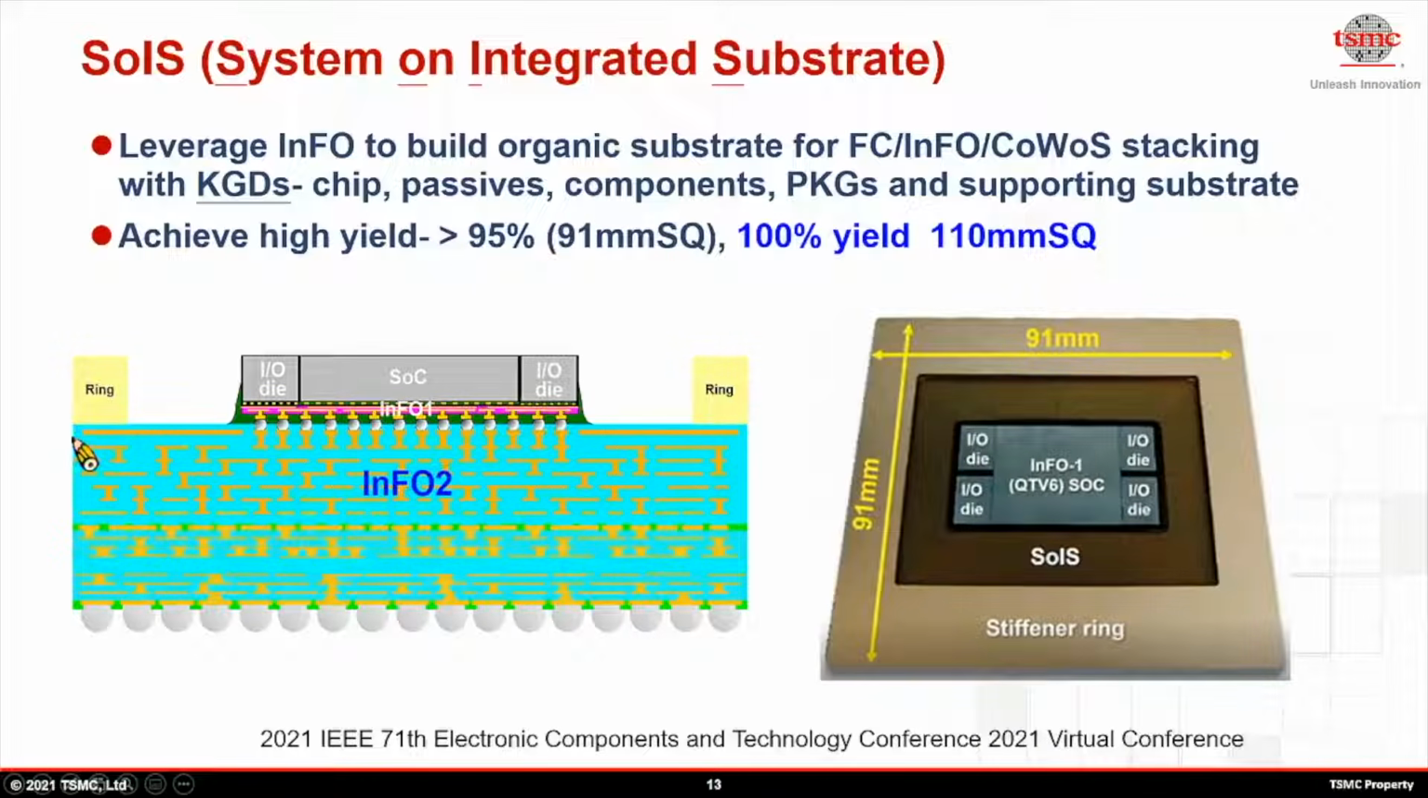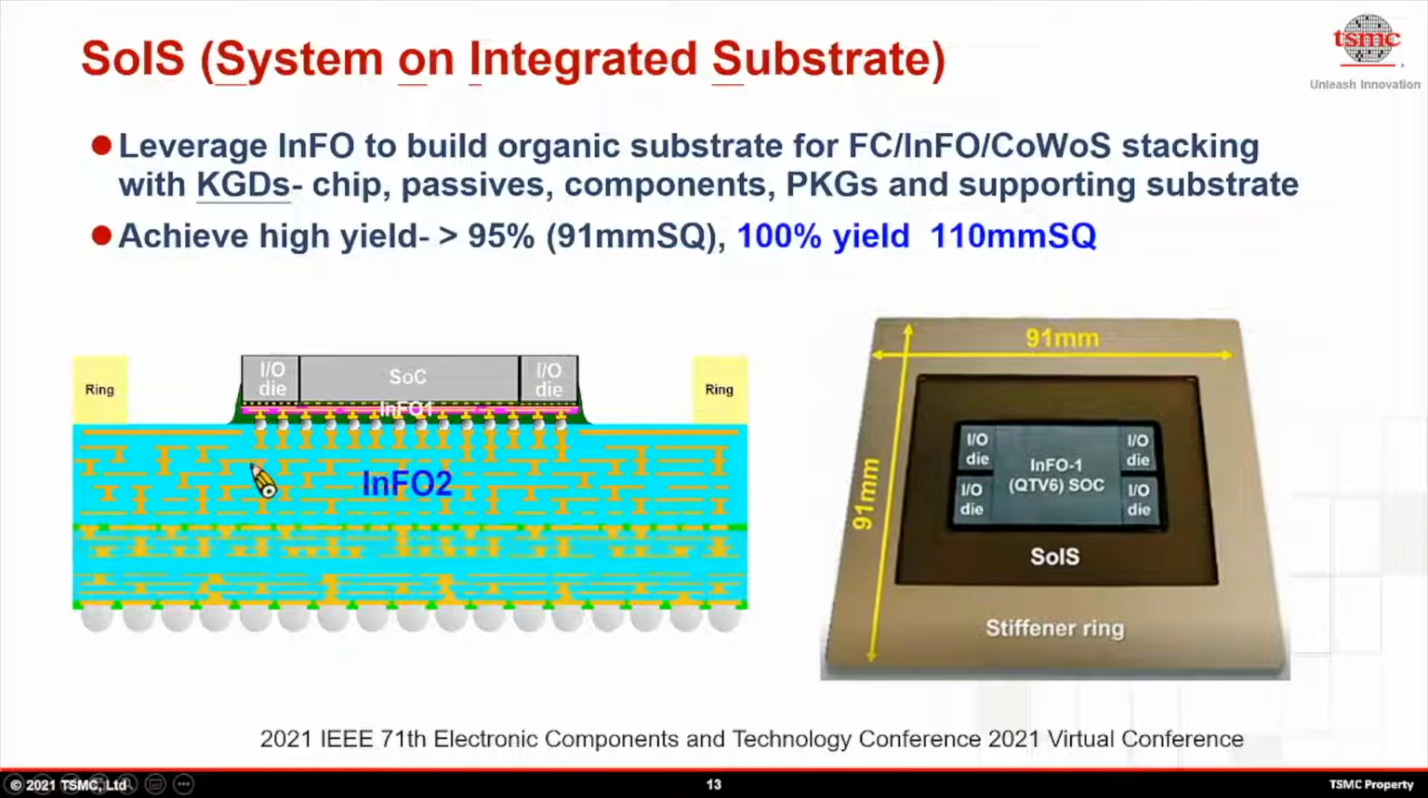InFO SoIS leverages InFO to build advanced RDL layers on top of a simple supporting substrate to form a new substrate for high performance, actually super high performance application. And we can stack flip chip components, packaged components like InFO or CoWoS, passives, and so on and so forth. Those are the known good dies on the new substrate.